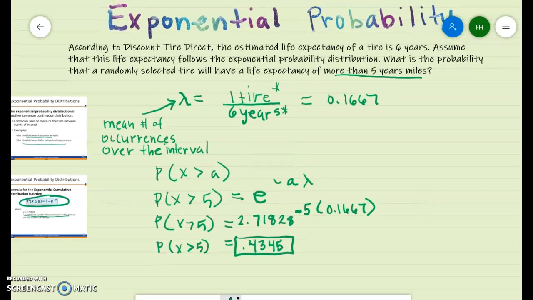If it had been less than or equal to, the only difference would be we would have one more step. If it was the probability that x is less than or equal to, we would have to do 1 minus 0.4345. That would be the only difference.